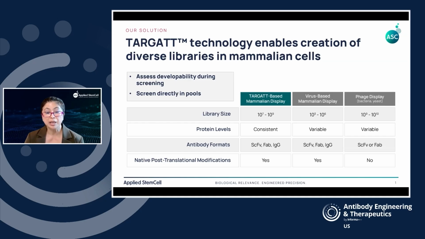have worked. Efficient approaches to insert expression cassettes into mammalian cells, like virus-based mammalian display, are not efficient enough to achieve enough diversity. However, our target technology is efficient enough to achieve the required diversity and includes insertion into a proven safe harbor site for fast pool-based screening.